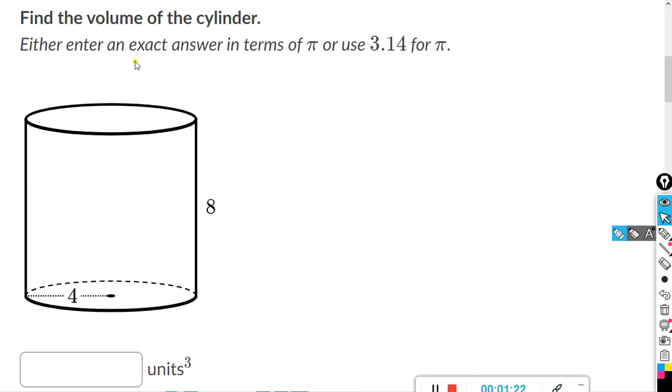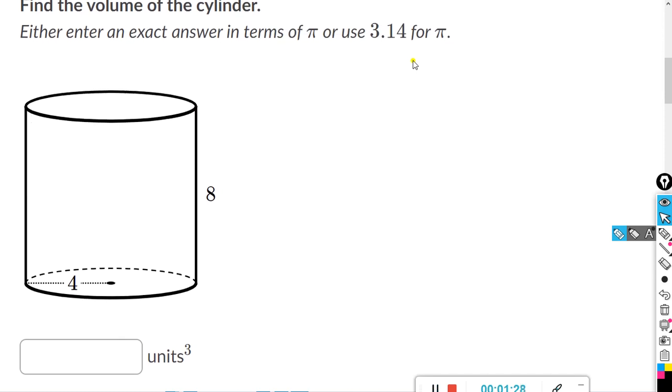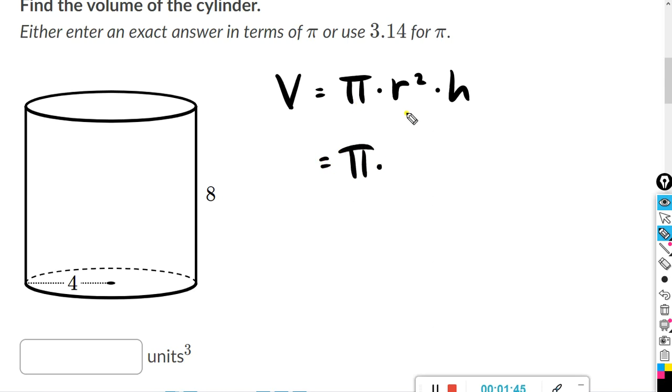It says we can enter an exact answer in terms of pi or use 3.14 for pi. I think it's much better to leave pi alone. So we said for the volume of the cylinder, that's going to be pi times r squared times h. We'll leave pi as is. R squared is the radius squared. Remember, the radius goes from the center of the circle all the way to an edge of the circle. So that's the radius 4 right there. R equals 4. So in place of r squared, it's going to be 4 squared.